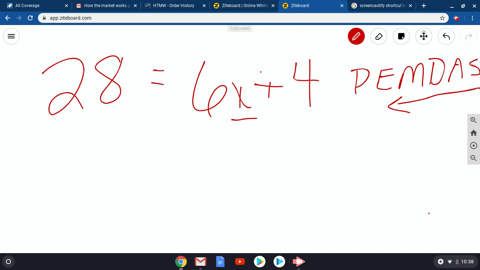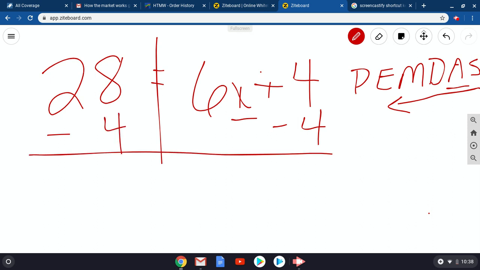So is there subtraction? Nope, there's addition. So addition is the next thing on here. I need to get rid of this plus 4 right here. So I need to do the opposite of plus 4, which is minus 4. If I do it on one side of the equal symbol, I do it on the other side. So I'm going to put 28 minus 4 over here. Once I've done 28 minus 4, I'm left with 24 equals 6 times x.